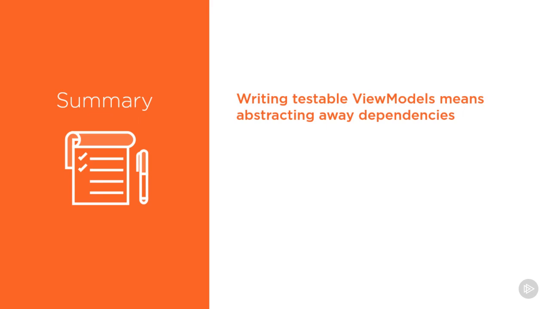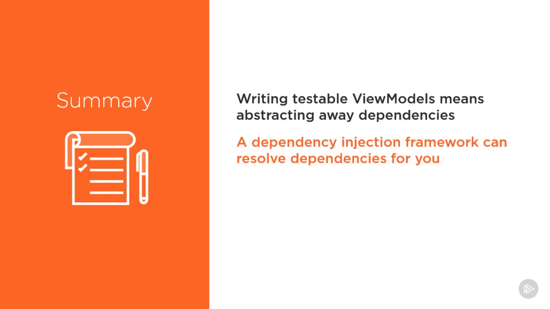Besides writing testable view models, you also learned about dependency injection frameworks that you can use to resolve all the dependencies for you. So you don't have to manually pass in all the dependencies to a view model's constructor. Instead, you just need to register the dependencies in the container of the dependency injection framework. Alright, so now you know how to write testable view models. I hope you liked this module.